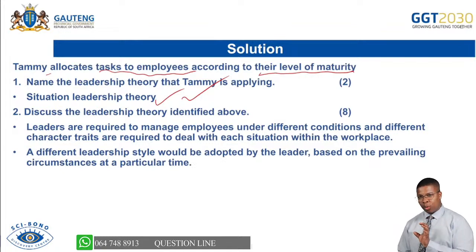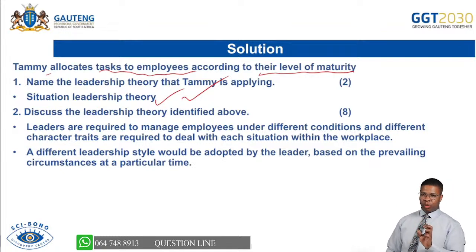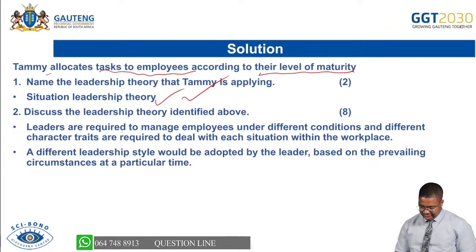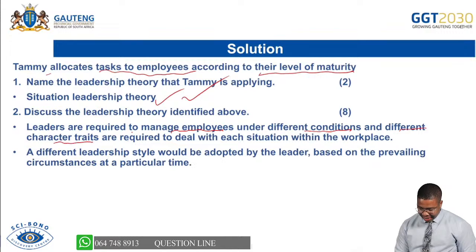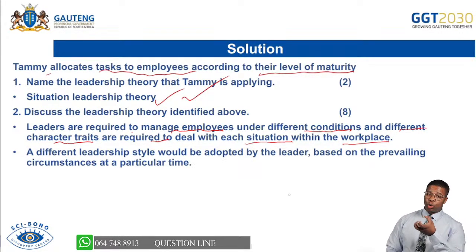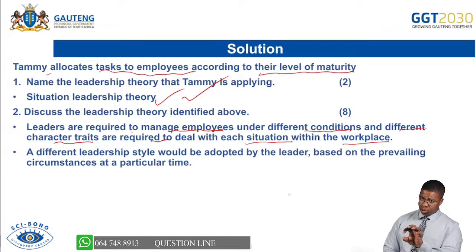So that leader is using what? Situational leadership theory, which entails what? That leaders are required to manage employees under different conditions. Whether the employee is skilled or unskilled, they need to be managed and controlled. Different character traits are required to deal with each situation within the workplace. Therefore, the leader should show different characters. In a case where skills and ideas are needed, use democratic. In a case of emergency, use autocratic.